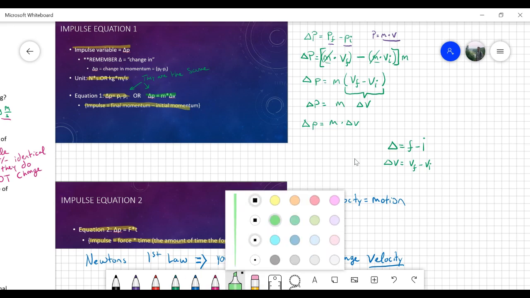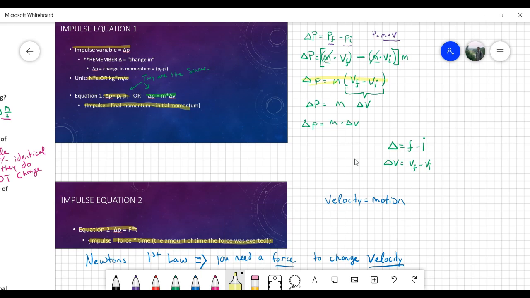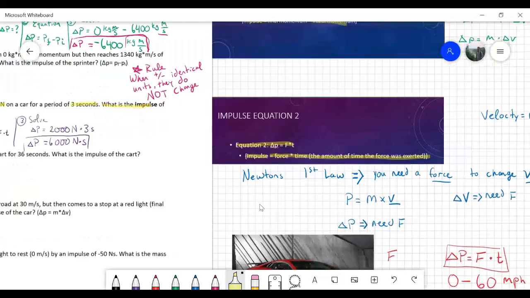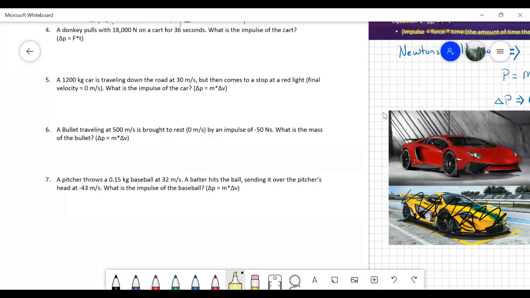My recommendation is that you write down this version in your notes somewhere, because this will be very helpful for you. Delta P equals mass times Vf minus Vi. Okay. But also just remember that anytime you see delta, it equals F minus I. Change in something is the final minus the initial, okay? Because that's the key to this. So let's look at some of these problems here.